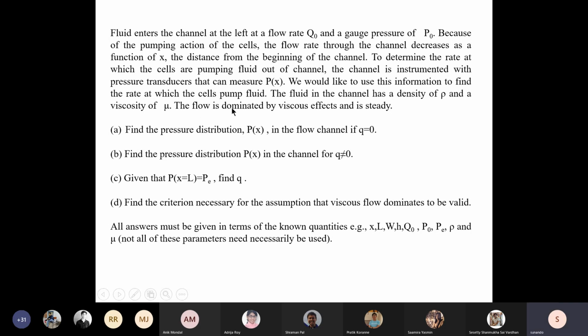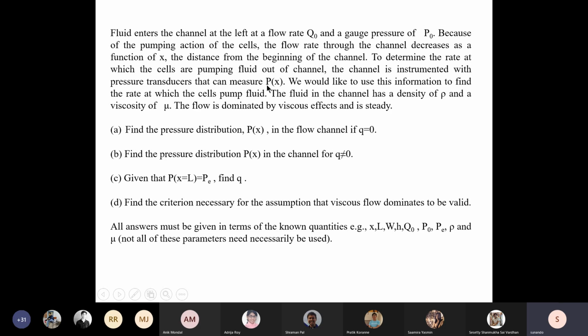The first part is to determine the rate at which the cells are pumping fluid out of the channel. The channel is instrumented with pressure transducers that can measure p(x). So the factor that you can control is Q naught, and as a result of changing Q naught, the pressure variation inside the channel will change, and you can measure what is p(x). What's the value of p(x) at different points?